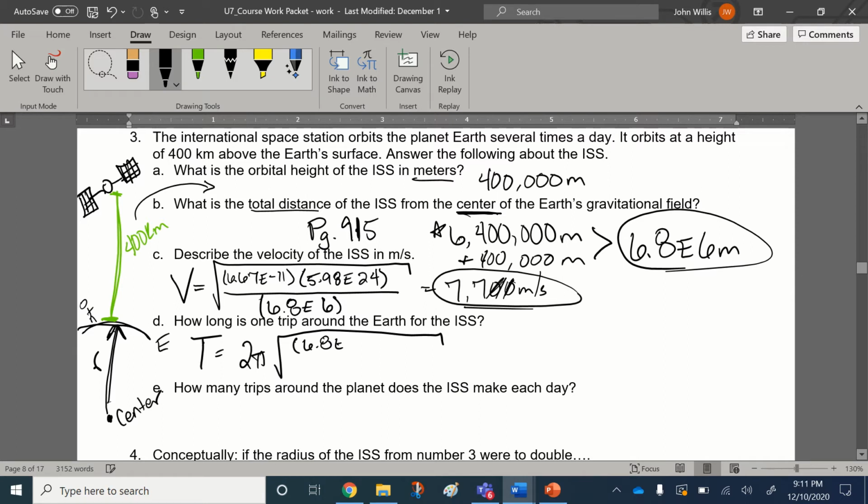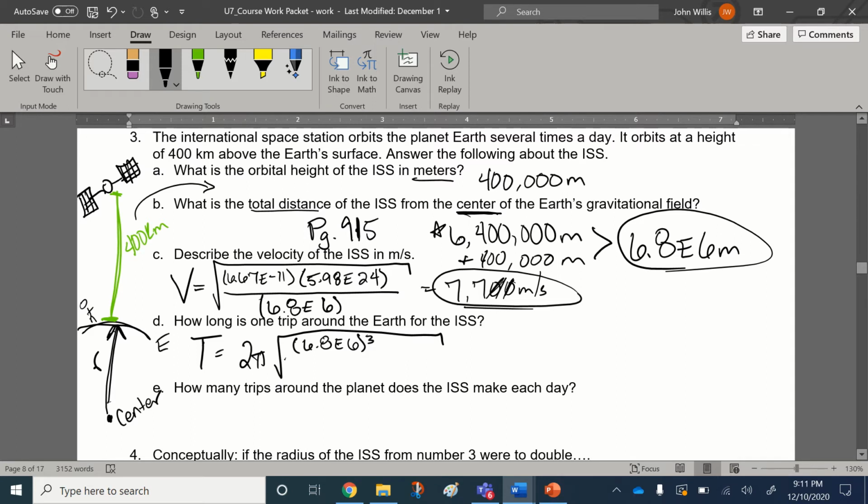So it's 6.8 times 10 to the 6th. But it's also cubed. I like to leave those parentheses there. I don't think technically you need them. I've just been using them for so long in the calculator, I honestly don't remember. But I like to wrap the 6.8 times 10 to the 6th in parentheses and then cube it.